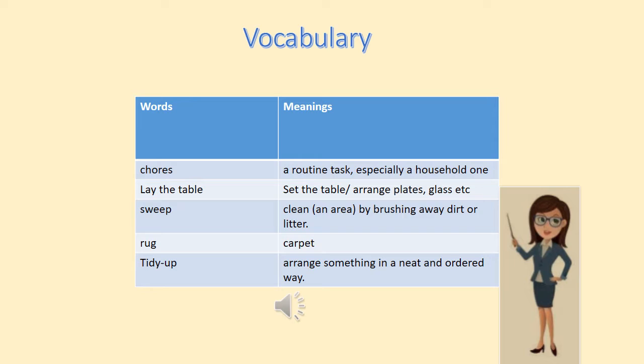Tidy up. What does it mean, tidy up? Tidy up means arrange something in a neat and ordered way. When you arrange something in a very neat and clean way, it means you are tidying it up. I hope this understanding of the difficult words will help you understand the poetry. So let's move towards the listening material and hope you enjoy listening to this poem. Good luck.